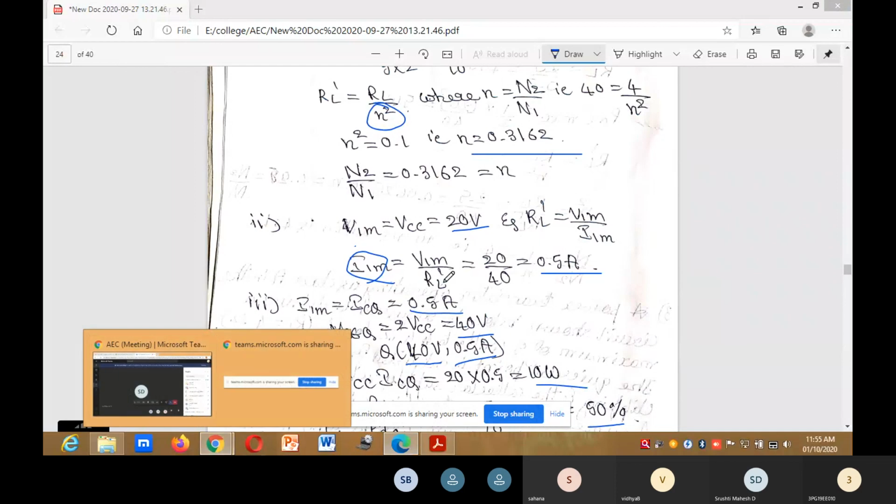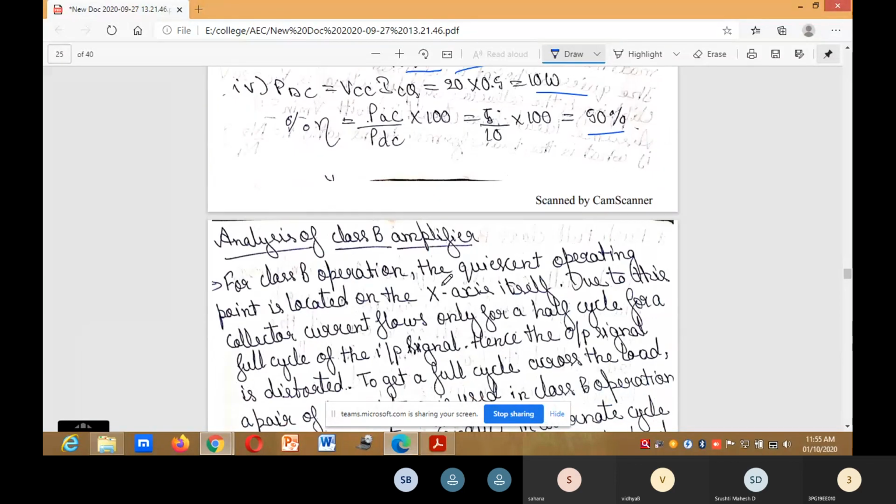Next, analysis of class B amplifier. Analysis of class B amplifier, I will explain in the next class. Okay.